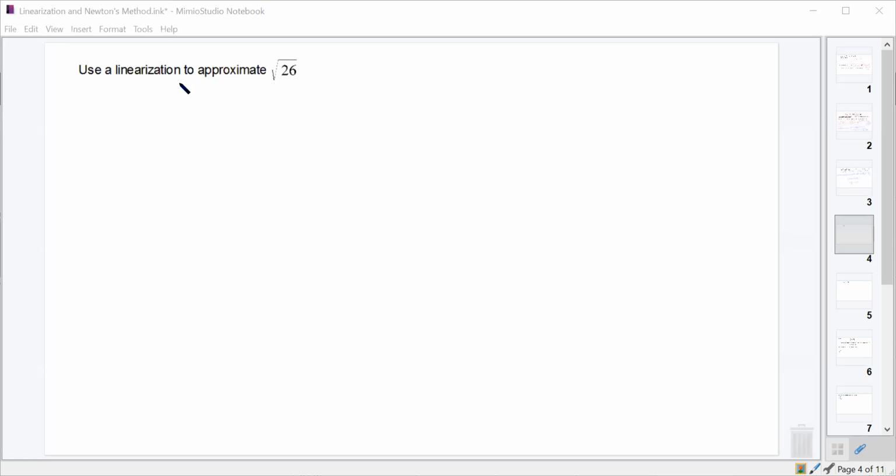All right, what's the function here? You guys all got the function here? Should be f of x is what? Square root of x. Square root of x seems like a good one. What is the x value that we're interested in? Well, obviously it's 26. And what's the a value where we're going to center our approximation, our value that's very close to 26 that we know the square root of?